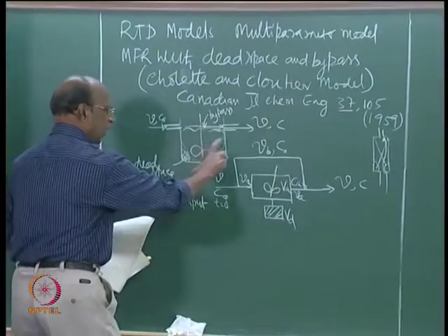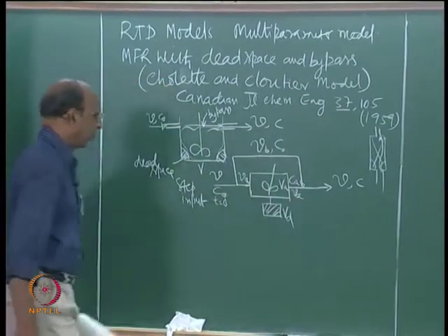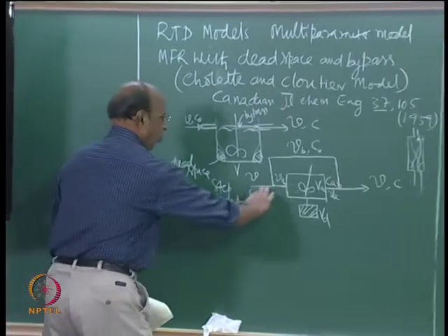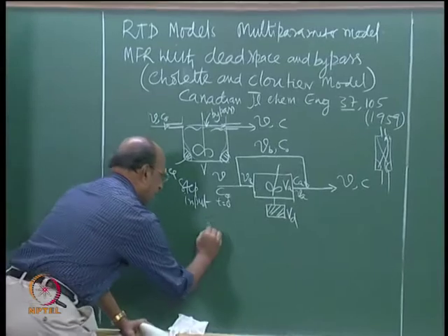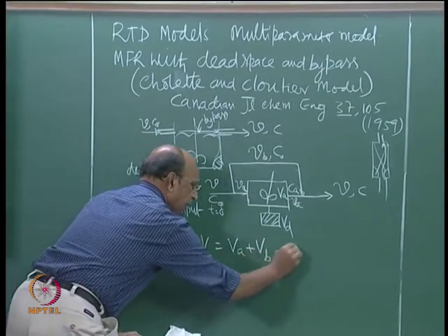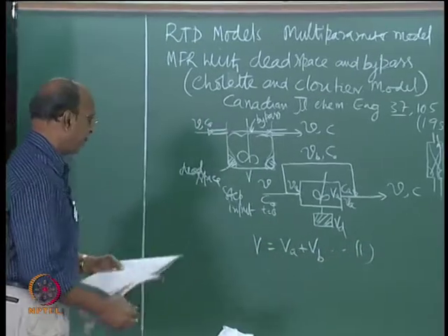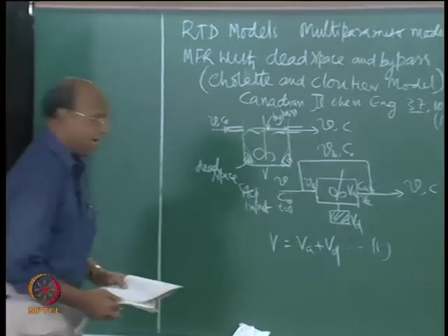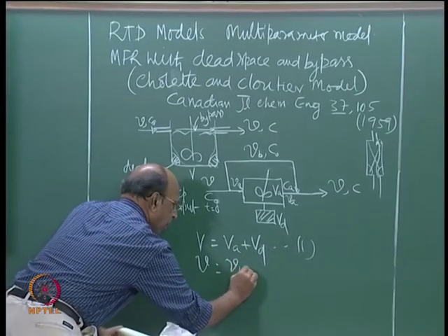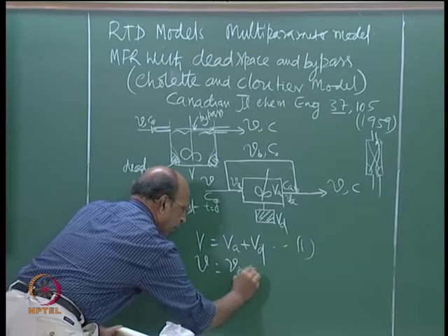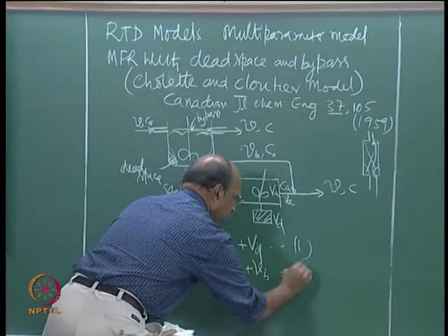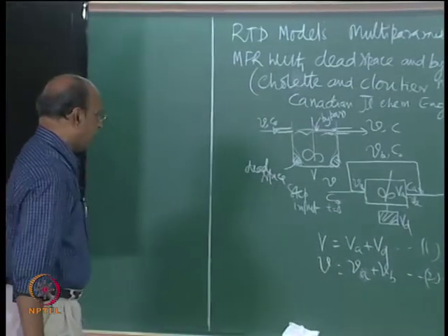All these phenomena we now have to put in this diagram, and then write the equations for this. We already have one or two equations here. Capital V is split into V_A plus V_B, so this is equation 1, I will say V_D. And small v is split into V_A plus V_B. V_B is bypass and V_A is active. That is number 2.